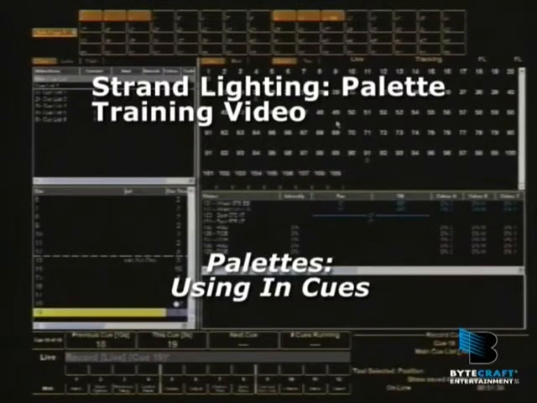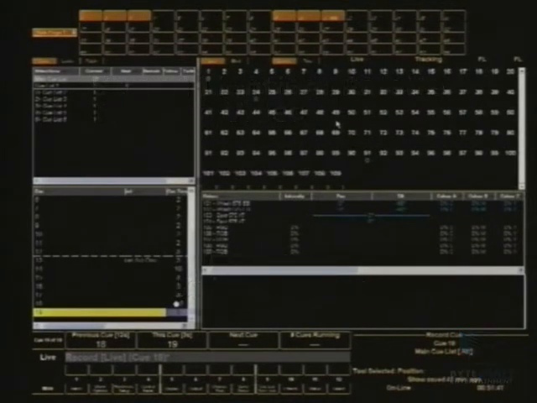All right, we have recorded a bunch of cues. We've recorded a couple of palettes. It's about time we put the two things together. So what we're going to do, I've recorded a Q19 down here, which is essentially a blackout, and it's running on the stage at the moment.